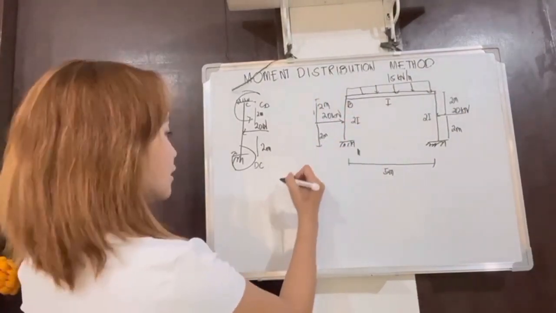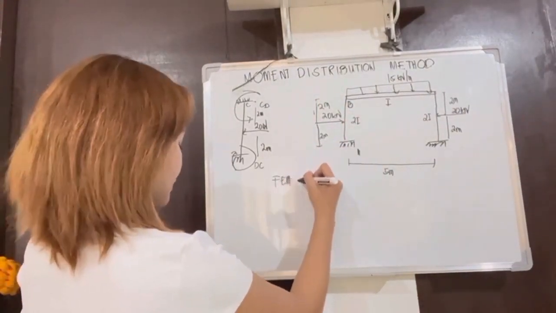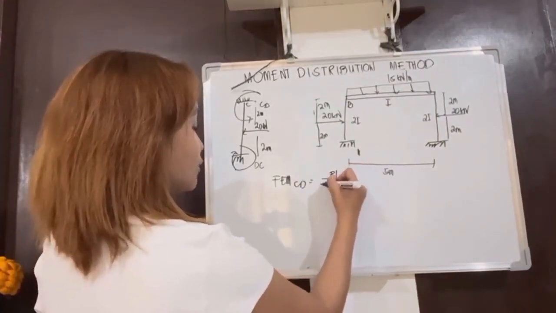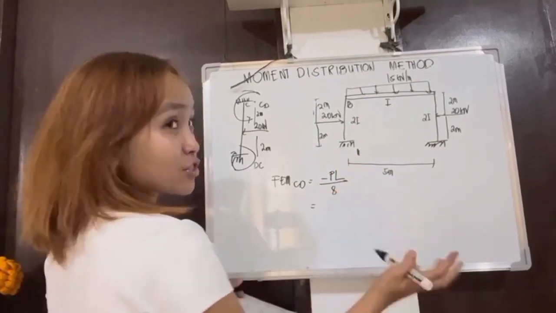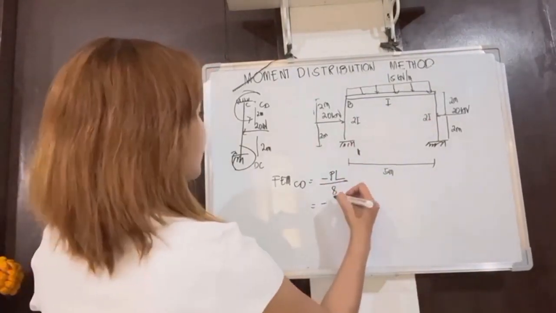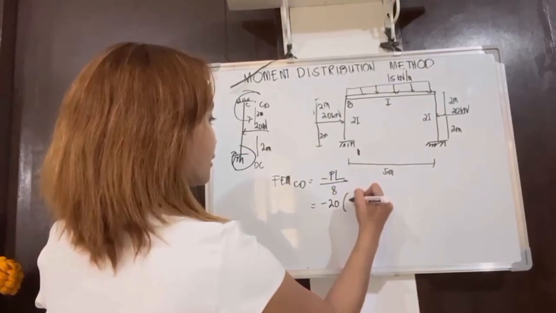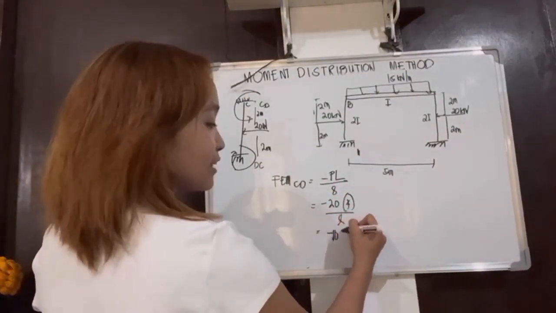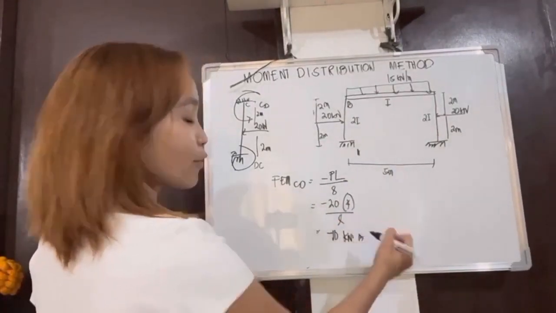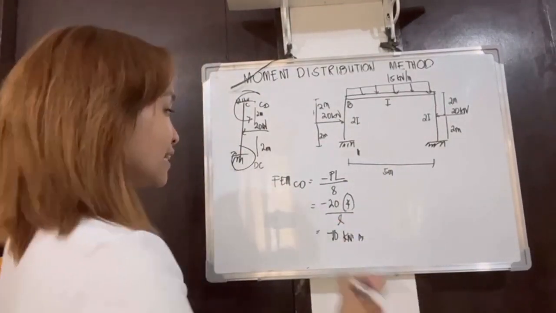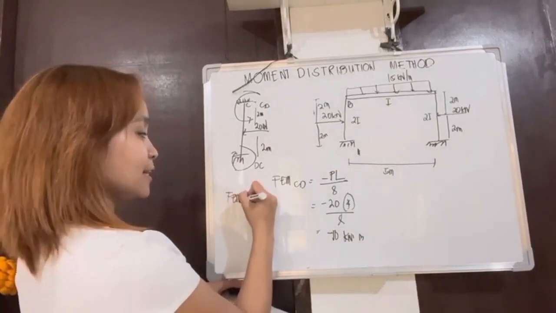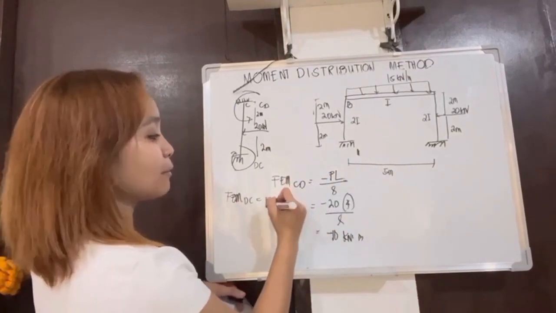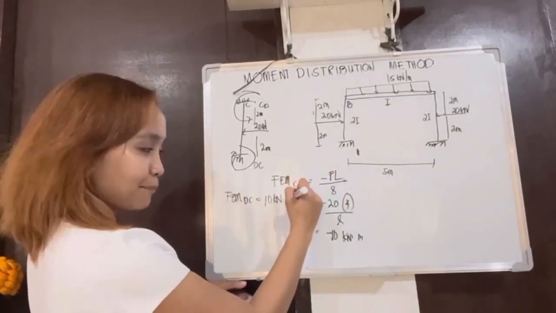So, FEM CD is equal to negative wL squared over 8. We just need to substitute the values: 20, length 4, and then 8. So we came up with negative 10 kN·m. The same way for getting the fixed end moment of DC, which is the same formula as this, but positive. So we came up with positive 10 kN·m.